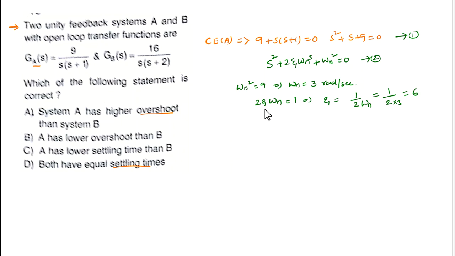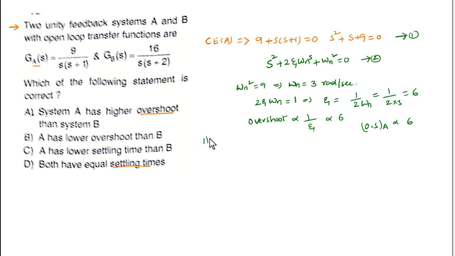We know that the overshoot is inversely proportional to zeta value. That implies it's nothing but 6 here. So peak overshoot, or we can say overshoot of A, is proportional to, let's say, 6 here, having a higher value, right?